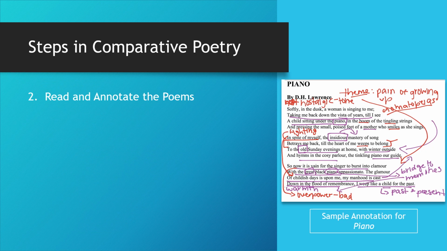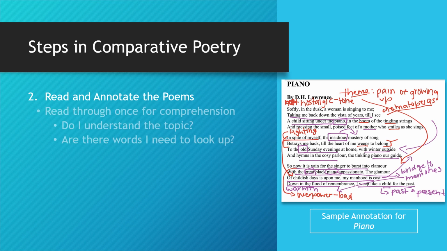The next step in comparative poetry then is actually reading and annotating the poems. So the first thing I do is I read through it once for comprehension, and I ask myself, have I understood the topic that the speaker is discussing, and are there certain words that I need to look up? Because unless I understand these 2 things, analyzing the poem is going to be near to impossible.